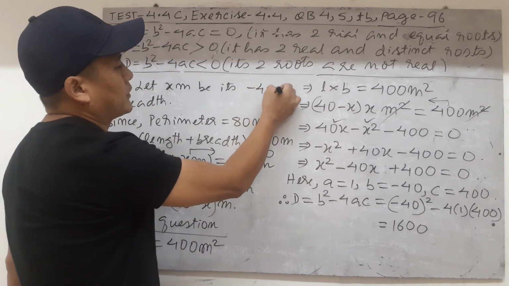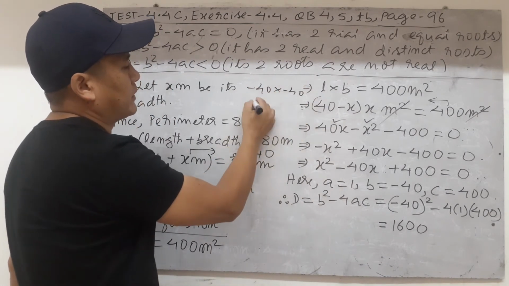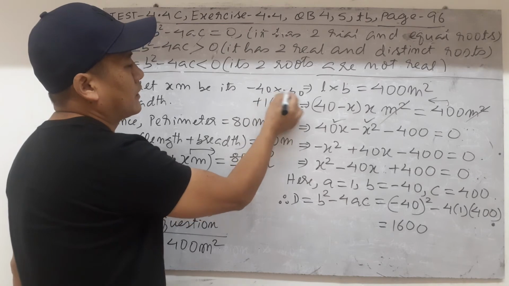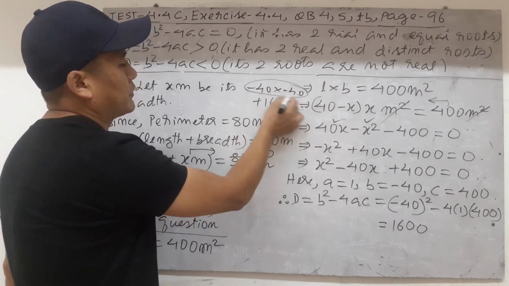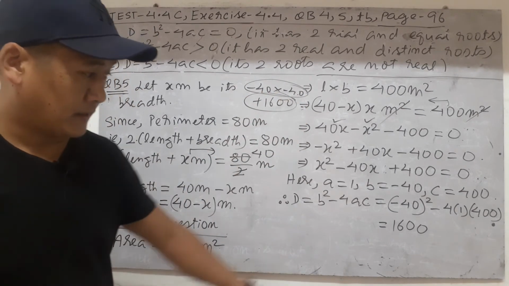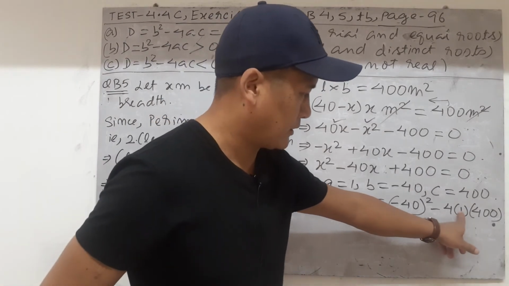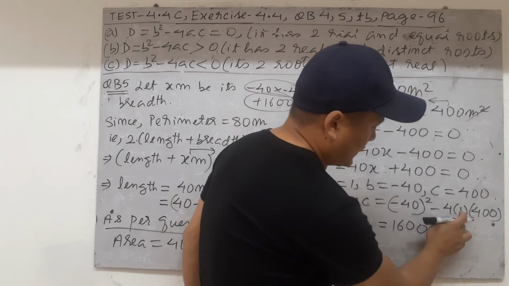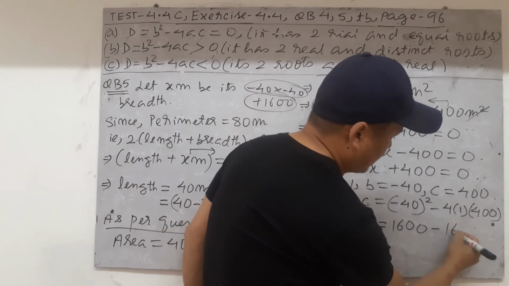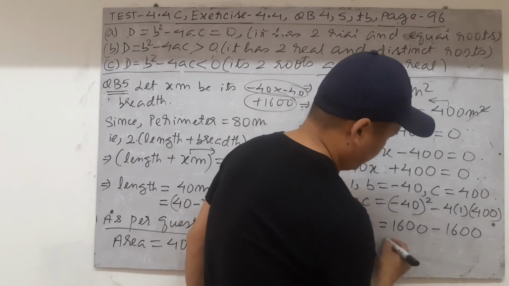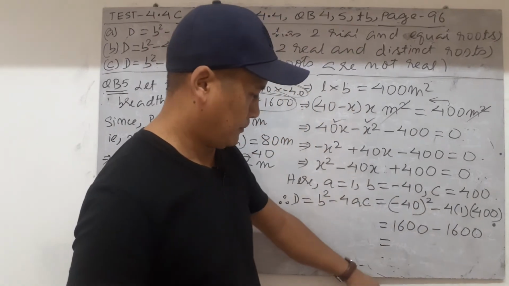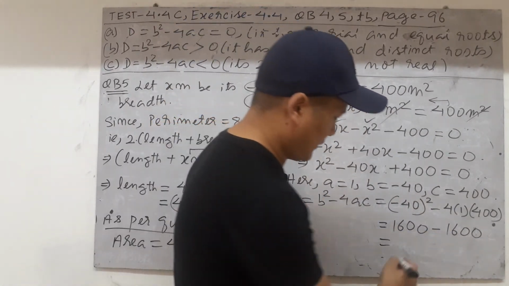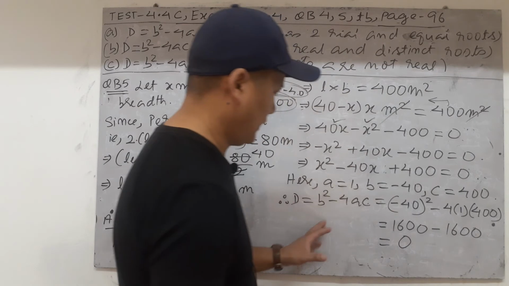Minus 40 into minus 40, minus into minus is plus, 4 fours are 16. There are 2 zeros. So when we multiply 40 by 40, we get plus 1600. Then minus into plus is minus. 4 ones are 4, so 4 fours are 16, and here the double 0. Well, we know plus 1600 and minus 1600 is 0. So D is exactly 0.